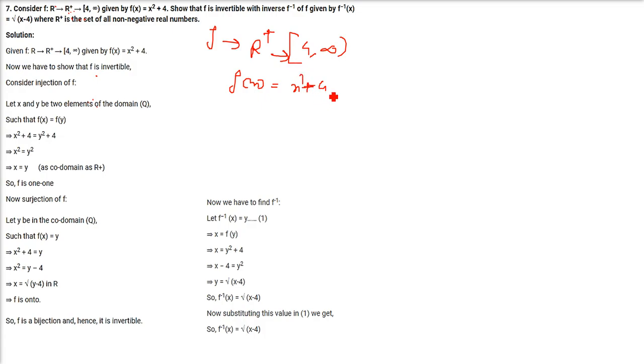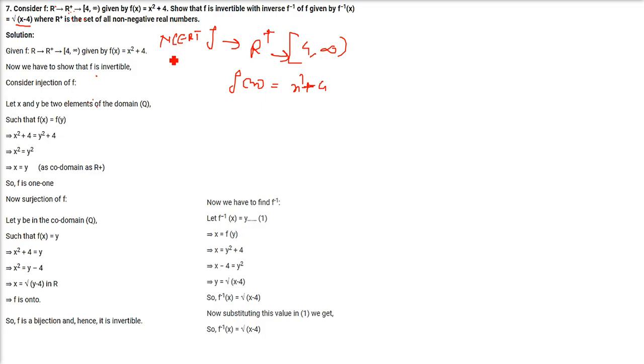So we have to show that it is invertible. f inverse x is equal to under root x minus 4, where R+ is again the set of non-negative real numbers. First we have to prove that it is one-one and onto, and then we'll prove it is bijective.